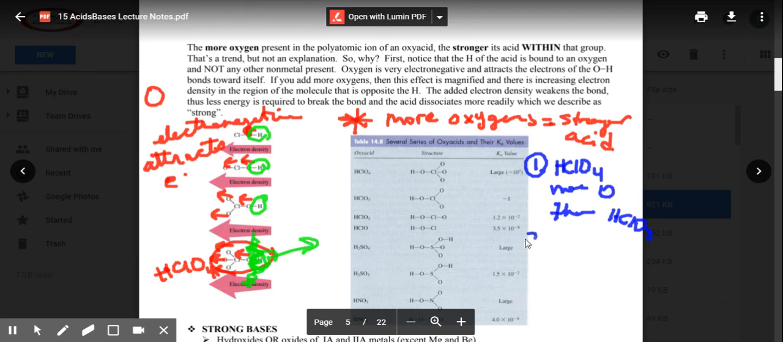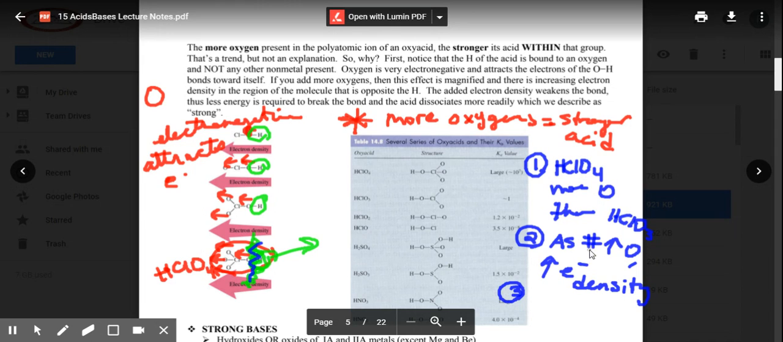Step 1. All right. Step 2. You talk about as more oxygens are added, so as the number of oxygens increases, you get the idea, then that actually increases electron density. Now again, what electron density means is that the electrons are being pulled away from this bond here. It's being built up on one side.